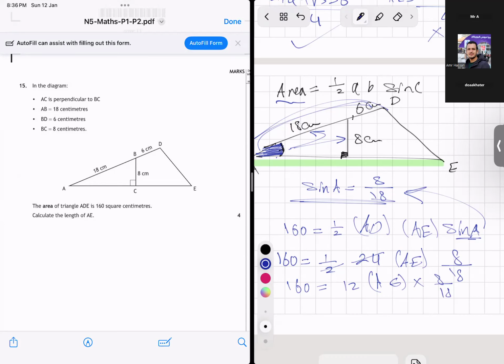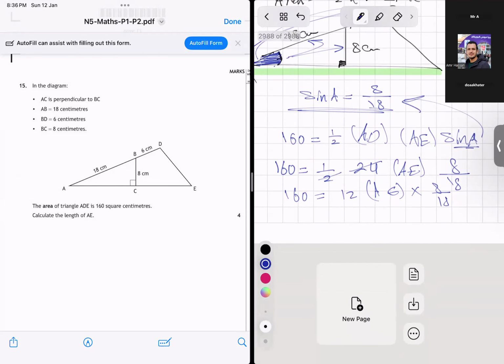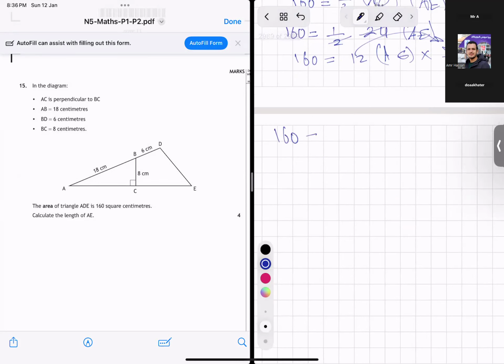Did you get it? And then if you want to simplify this one, I could multiply 12 times 8, divided by 18, because I need to make it simple. So it's going to be 160 equals 12 times 8 is 96 divided by 18. So in the simplest form, it's going to be 16 over 3 AE, right?